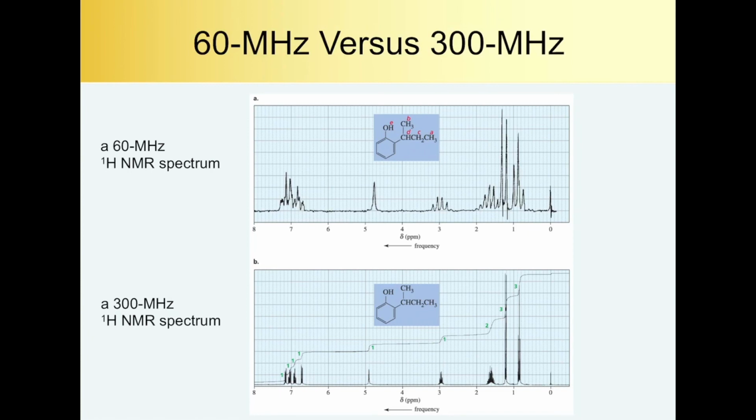And nowadays we have NMR spectrometers which range even close to 1020 megahertz, in which case you will be able to see better resolution of the different peaks.